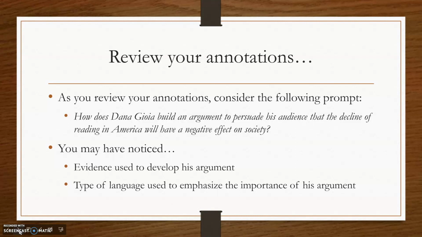You may have noticed that he uses evidence from a variety of well-respected sources to build ethos or credibility for his argument. You may have also noticed that he utilizes emotional language to build pathos and create worry in his audience about the negative effects of a less informed US population due to the decline in reading.